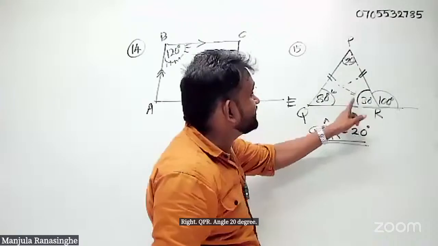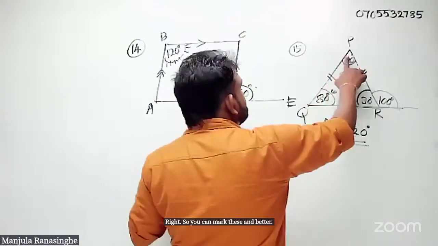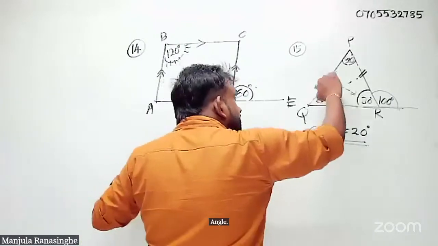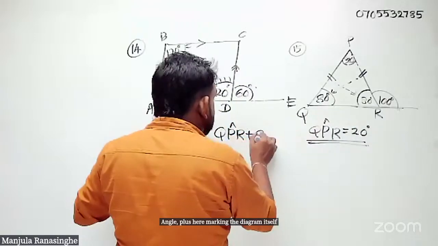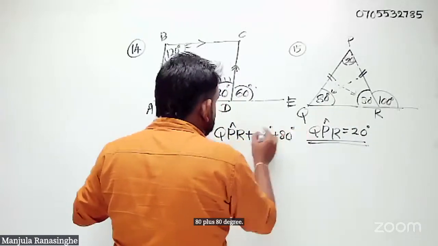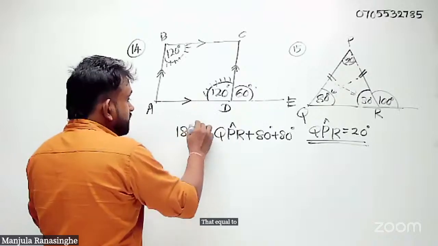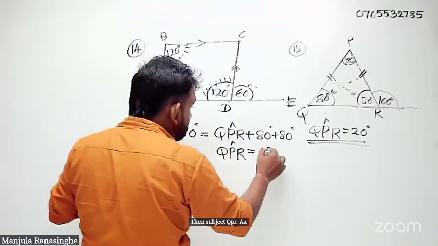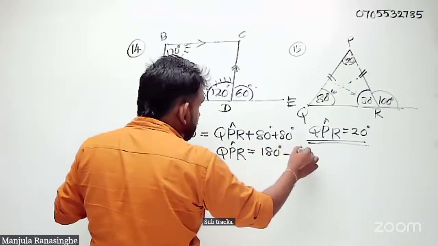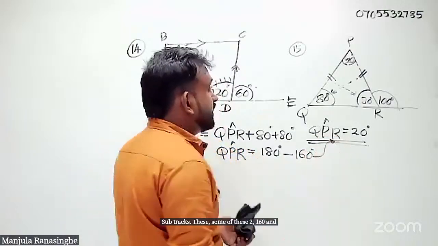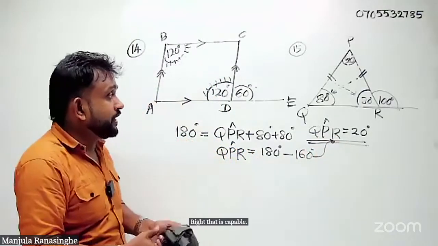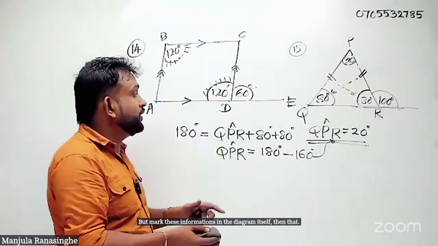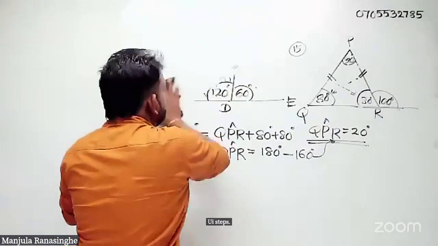You can mark these and better write the steps. Imagine you write this step: QPR angle plus, and mark in the diagram itself 80 plus 80 degrees, which equals 180. Then make QPR the subject: from 180, subtract the sum of these two, 160, and write the answer here. That is the step, okay. Mark this information in the diagram itself, and that will be your steps to reach the answer.